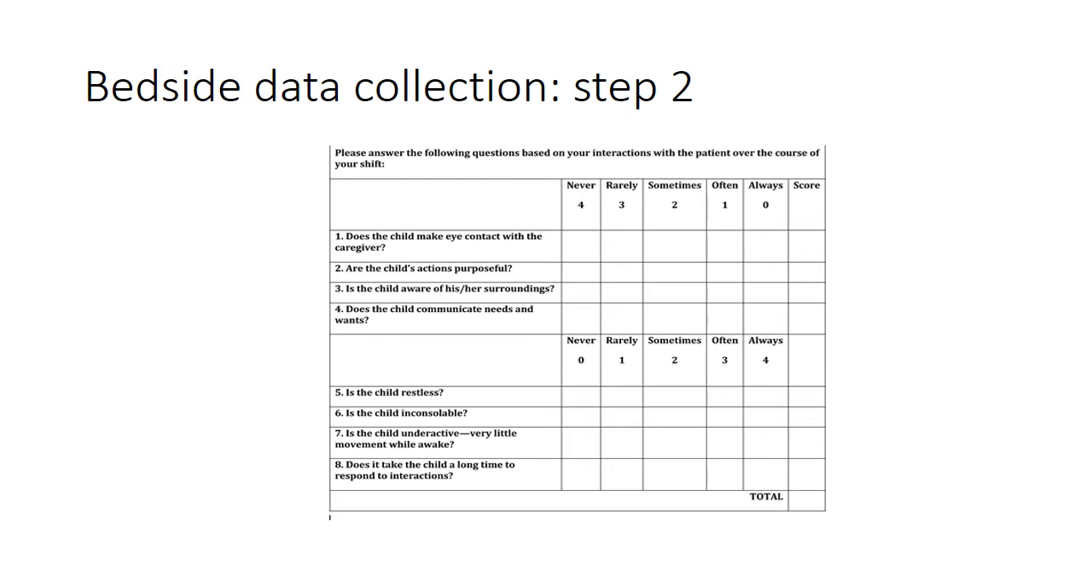It consists of 8 questions that the nurse scores on a Likert type scale, ranging from never to always. It asks about eye contact, purposefulness, awareness of surroundings, and communication of needs and wants. It asks about restlessness, consolability, underactivity, and delayed response to interactions. A score of 9 or higher is consistent with the gold standard diagnosis for delirium.